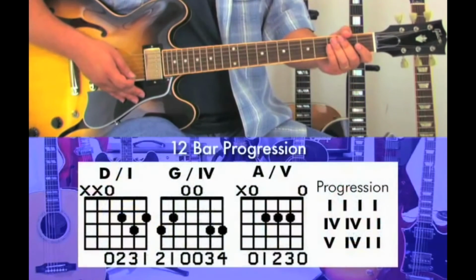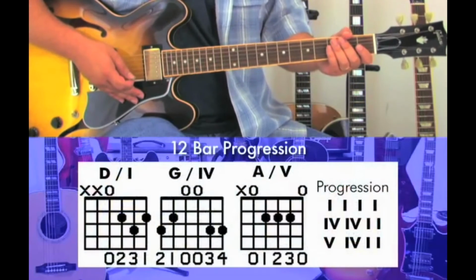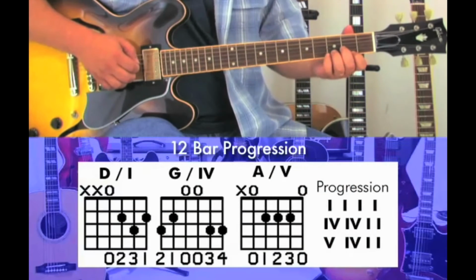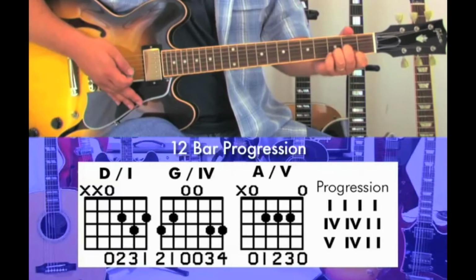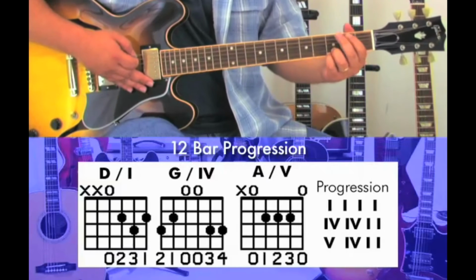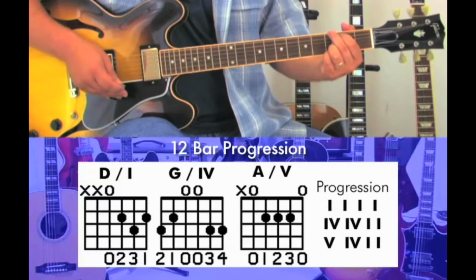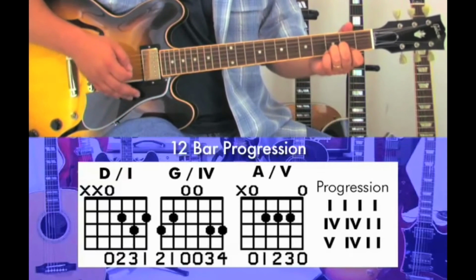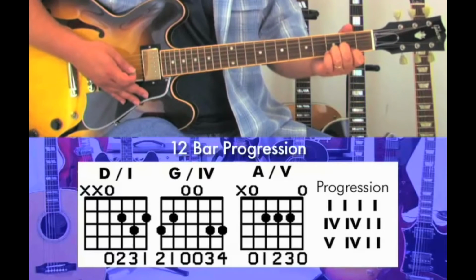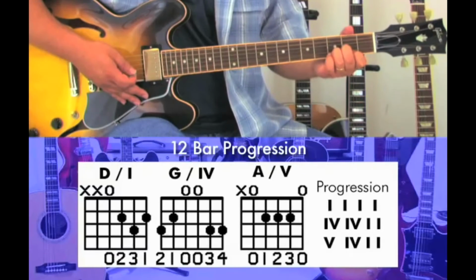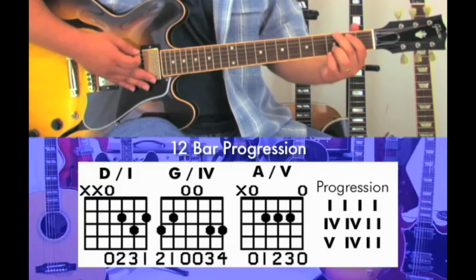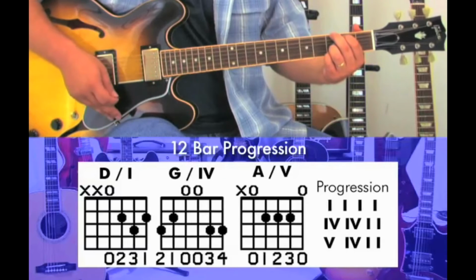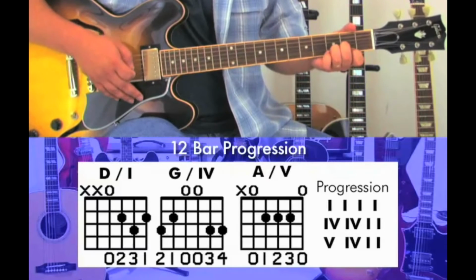Here's a 12-bar progression using the 1-4-5 chords. The first group of 4 hangs on the 1 chord for 4 measures or 4 bars. In the middle section, we switch to the 4 chord for 2 measures, then back to the 1 chord for 2 measures. The last section turns the progression around by switching to the 5 chord for the first measure, then a quick change to the 4 chord for the second measure, and back to the 1 for the last 2 measures.